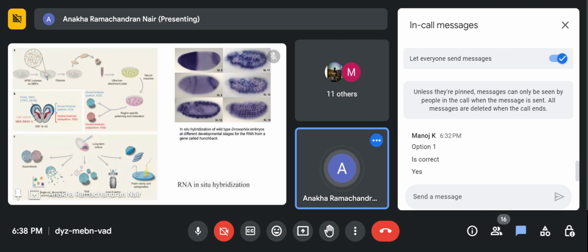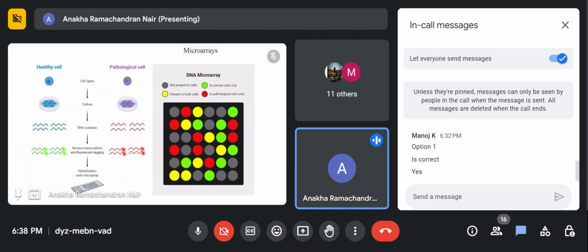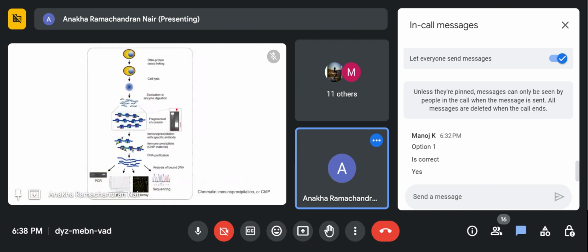The next one was ChIP assay, right? So that is chromatin immunoprecipitation assay. In this, you have DNA protein cross linking. You lyse the cell, you sonicate it so that you get small fragments of DNA still attached with the protein. You remove the protein, so you're left with only the DNA, and you analyze it.